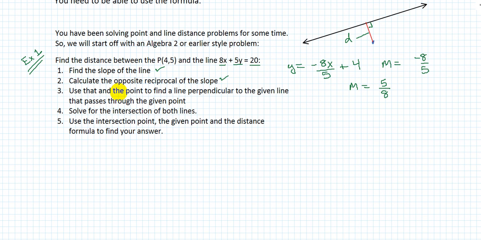Step 3 is use that and the point to find a line perpendicular to the given line that passes through the given point. That's the line, the red line right there. And in order to do that, I'm going to use y minus y1 is equal to m times x minus x1. That's the point slope form that you learned about years ago, and hopefully remember or recall it.